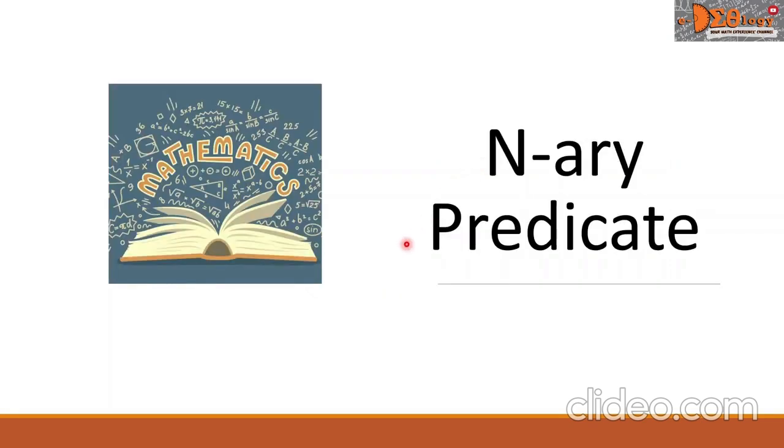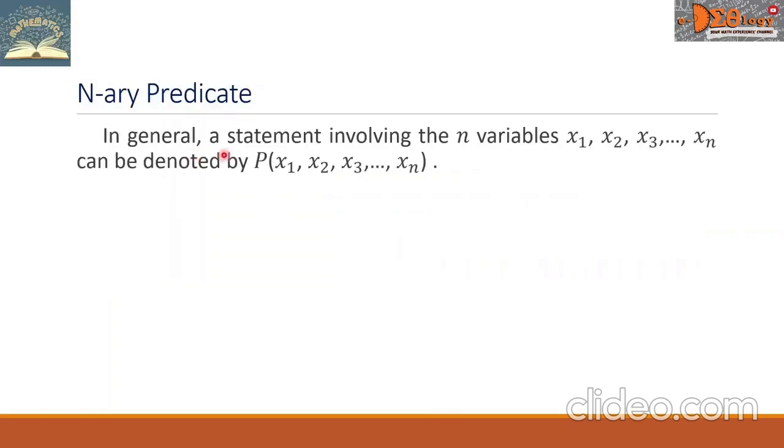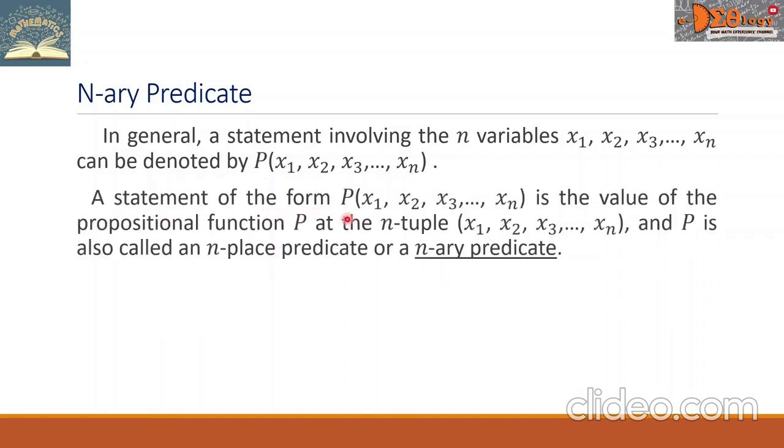N-ary predicate. In general, a statement involving the n variables x sub 1, x sub 2, x sub 3 up to x sub n can be denoted by P of x sub 1, x sub 2, x sub 3 up to x sub n. A statement of the form P of x sub 1, x sub 2, x sub 3 up to x sub n is the value of the propositional function P at the n-tuple x sub 1, x sub 2, x sub 3 up to x sub n. And P is also called an n-place predicate or an n-ary predicate.